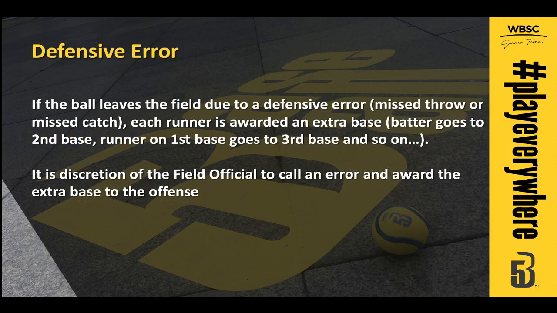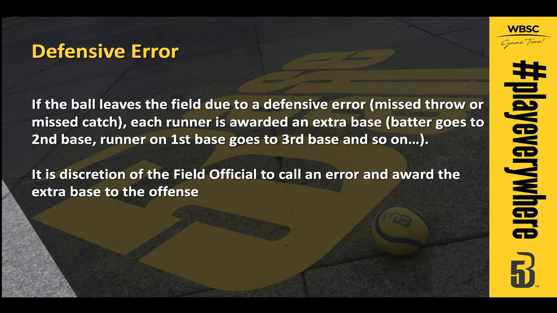Now we will look at defensive errors. And if the ball leaves the field due to a defensive error, which is defined as a missed throw or a missed catch, each runner will be awarded an extra base. The batter goes to second base, the runner on first base goes to third, and so on and so on. So the two types of defensive errors that can be made are on a bad throw or on a missed catch. And it's not a fielding error like the example we saw before, but a missed catch being a ball thrown to you by one of your teammates.